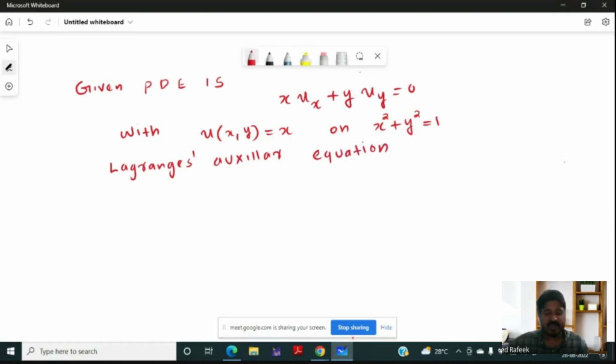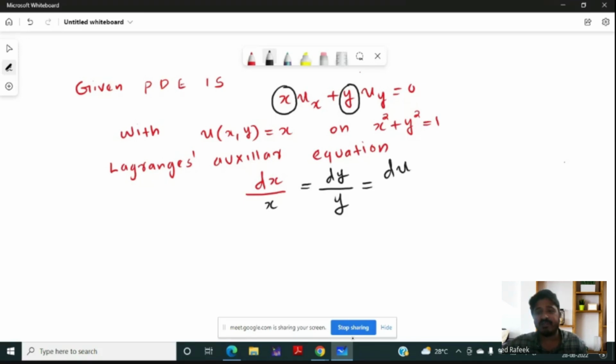Okay, what do we have here? dx by P is just an x, so dx by x. dy by Q is just a y, so dy by y, the coefficient. And du, instead of z here we have u. And the RHS is 0, so du by 0.